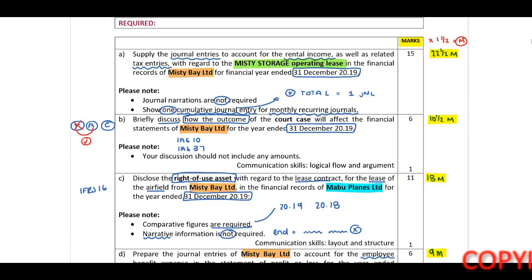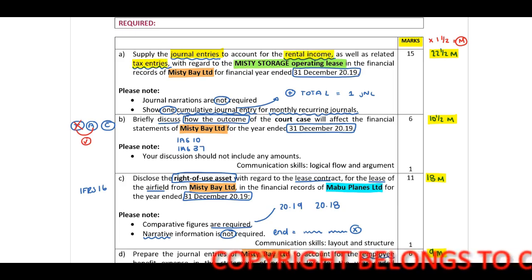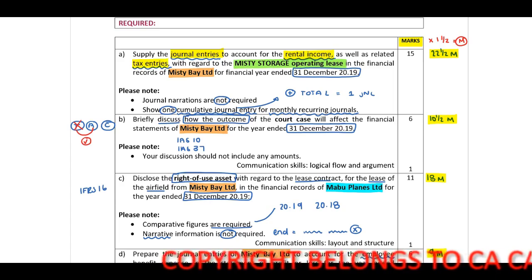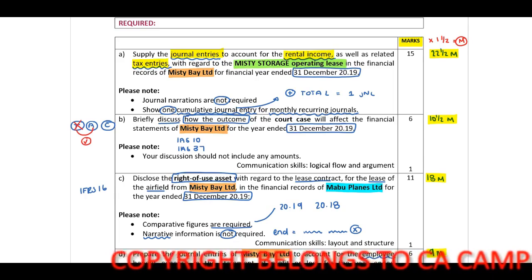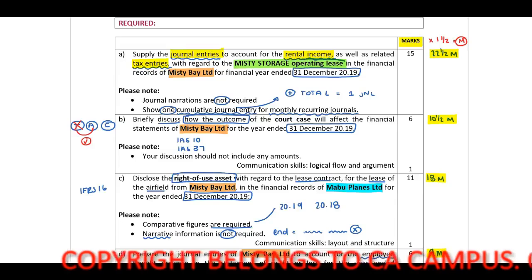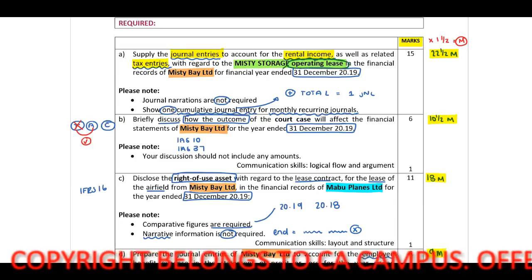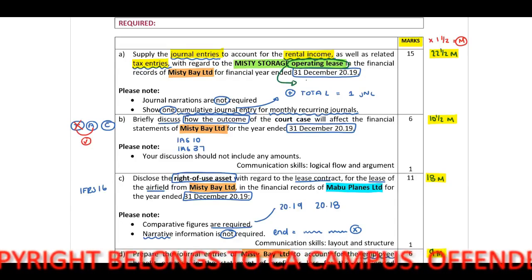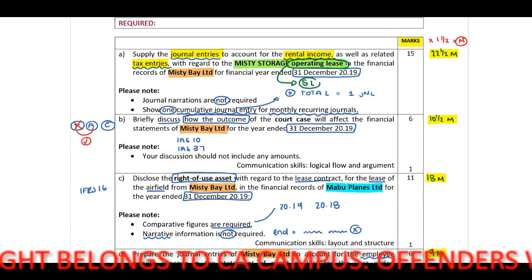Right, let's have a look at requirement A. I'm going to read through this again. Supply the journal entries to account for the rental income as well as the tax entries with regards to the Misty storage operating lease. Now remember, when we identify an operating lease, guys, back to basics, you need to think about possible straight lining of the lease.